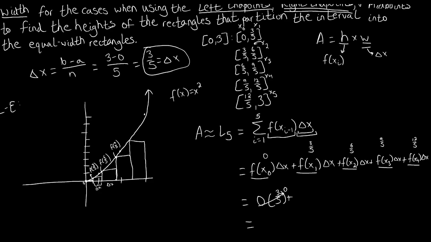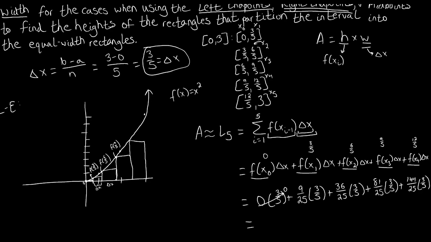So here we're going to have 3/5, or f of 3/5 rather, is 3/5 squared. So that gives us 9/25 times 3/5, the width of our rectangle. Then here we're going to have 6/5 squared times delta x, which turns into 36/25 times 3/5. Then the next term we're going to have is 81/25 times 3/5. And then our last height of our rectangle here is 12/5 squared, which gives us 144/25 times 3/5. So we have this going on.